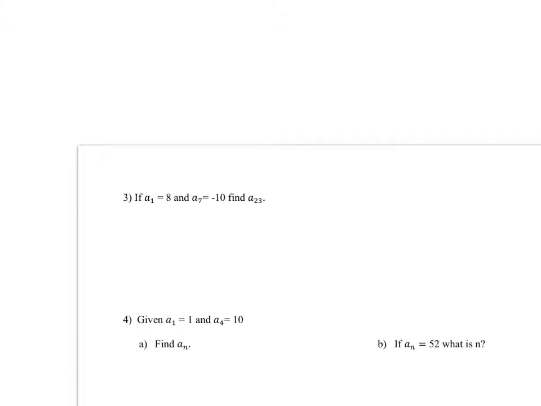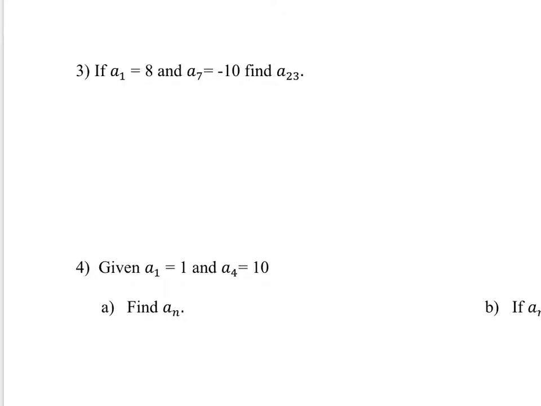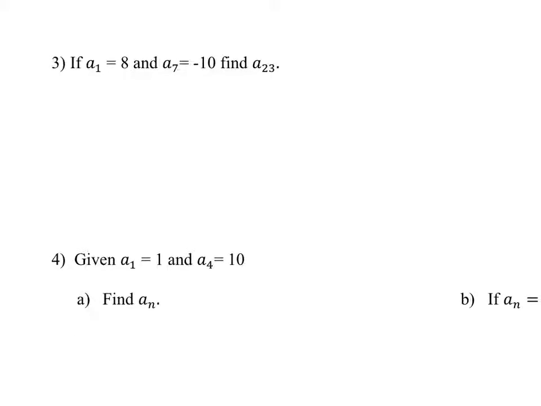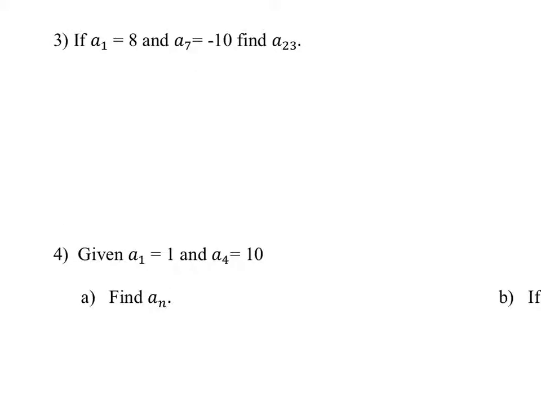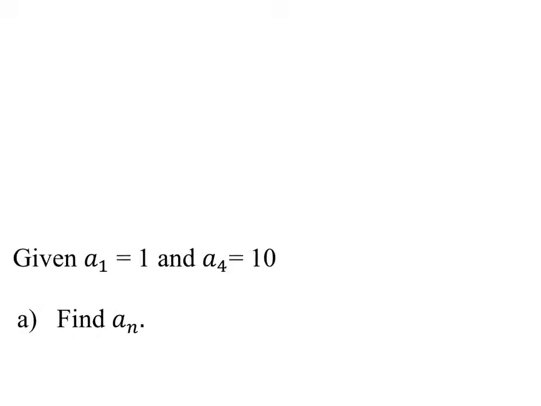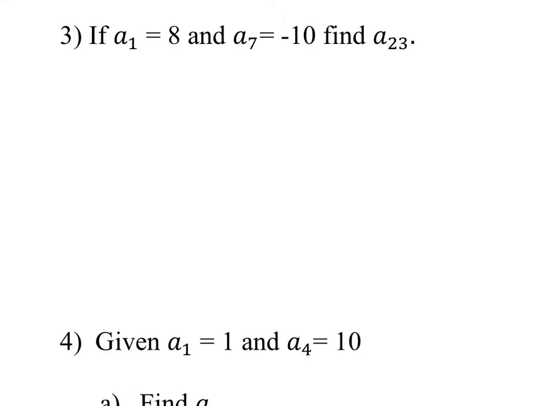Alrighty. For this one, a sub 1 is 8, a sub 7 is negative 10. You want to find a sub 23. Okay, so the way that this works is we have to still do the same thing. We need the d, we need the a1. Oh, we have that. And then we want to find the 23rd term. So we don't need the explicit formula, we want the 23rd term. Okay, so common difference is different here.